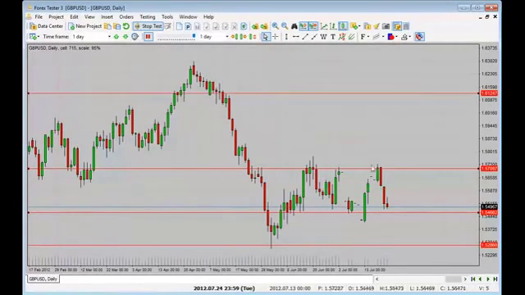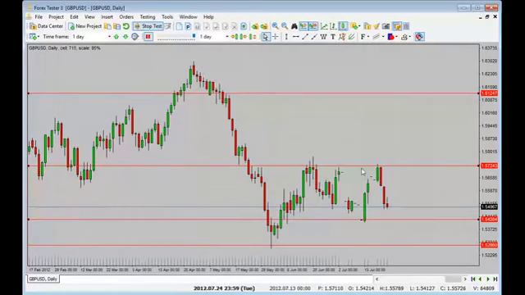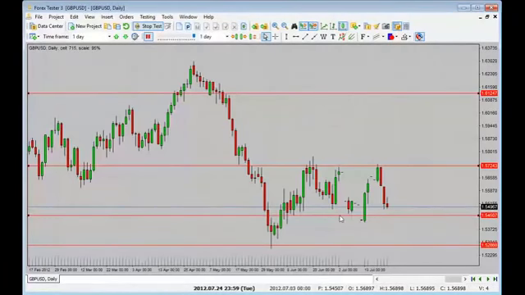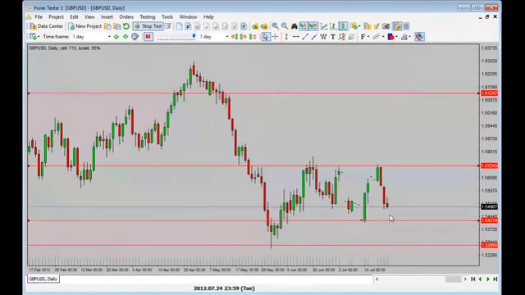If we were to remove this, we can see that we are in a bit of a range here. Every time price goes into this high, it drops. Every time it comes close to the bottom here, it tends to push up higher. So what I'm looking for here is price to drop further and see what price will do into the next support area. So my bias still stays bearish.